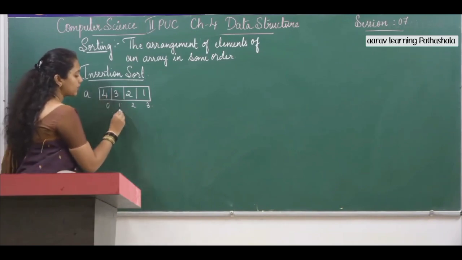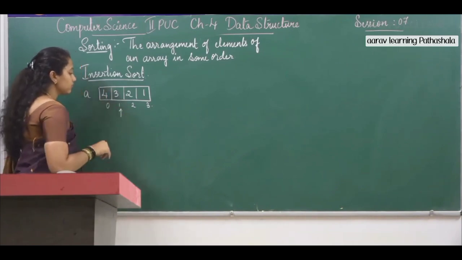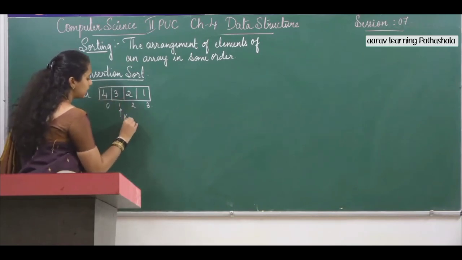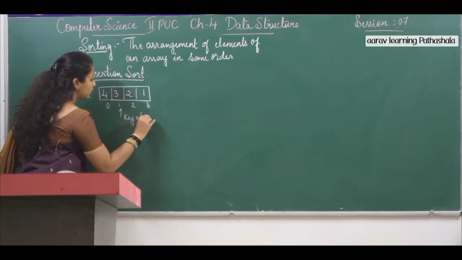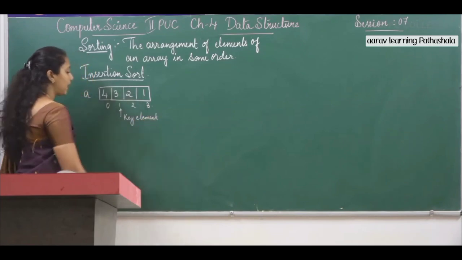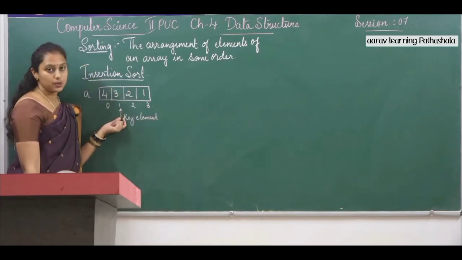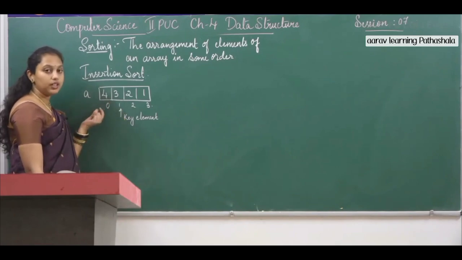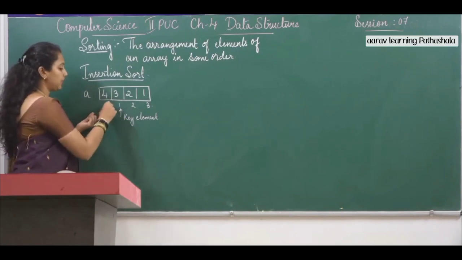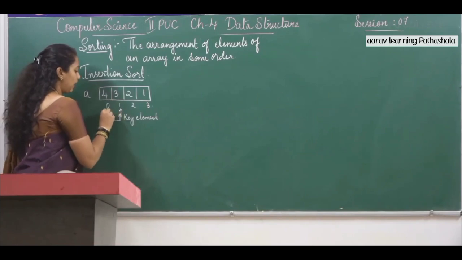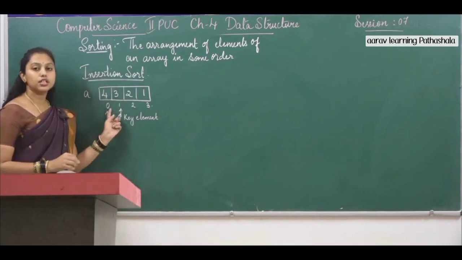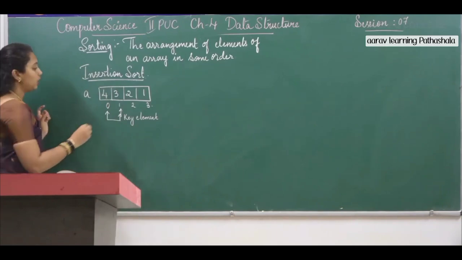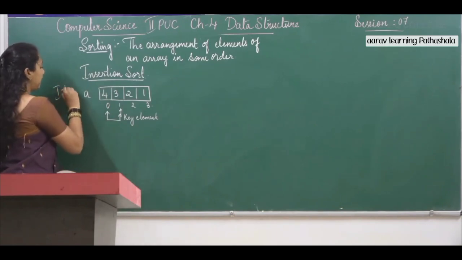So the comparison starts from the next element, that is the key element. This is the key element, and we are going to start the comparison from this position. We are going to compare this element with the left side of the key element, that is A of 1 and A of 0. So now let's start the comparison.